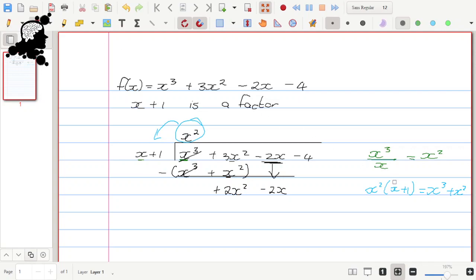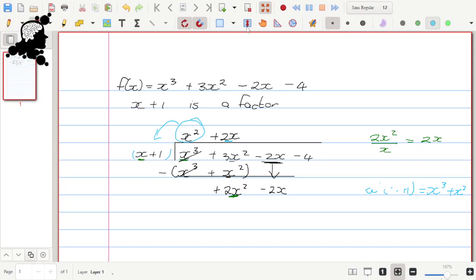Now we do the same thing that we did with the first term in our cubic expression. In other words, we take this 2x squared and we divide it by x. So 2x squared divided by x, this is just going to give me positive 2x. And I'm going to put the positive 2x right there. Then, just like we did with the first term, we say 2x multiplied by our factor.